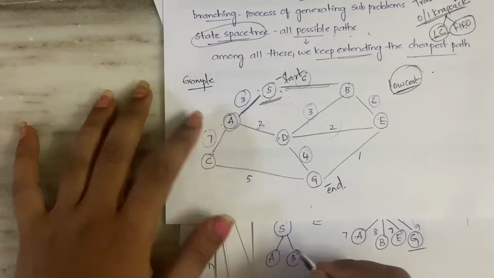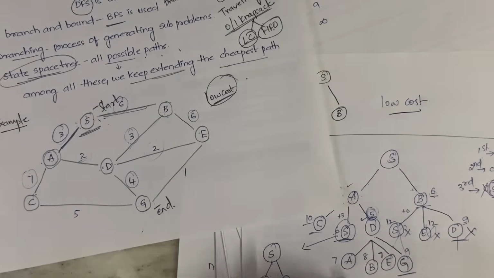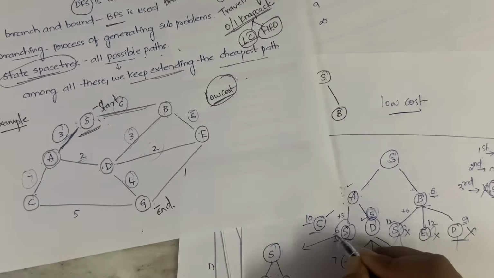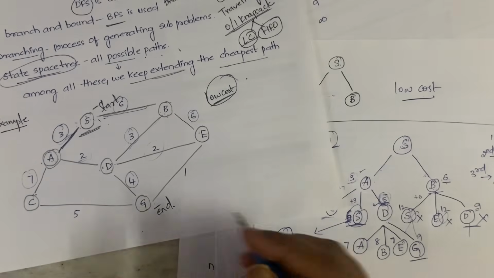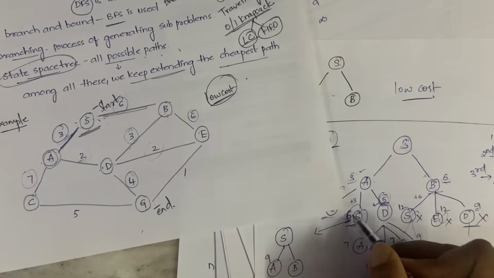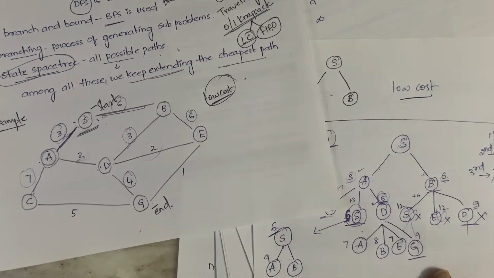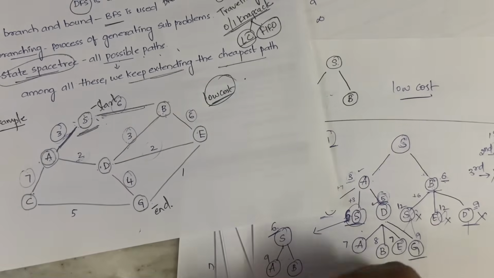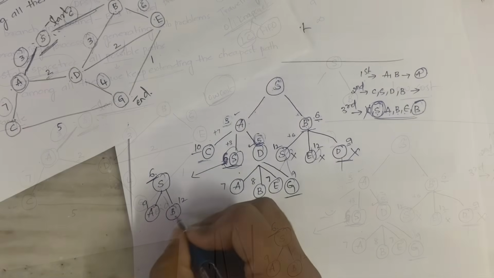From S to A, what is the cost? From S to A it is 3. Here you already have 6, right? So 6 plus 3 will give you how much? 9. From S to B, on this S you already have the weight of 6, and from S to B it is 6. So 6 plus 6 will give you 12. Got it? So here also, same story.